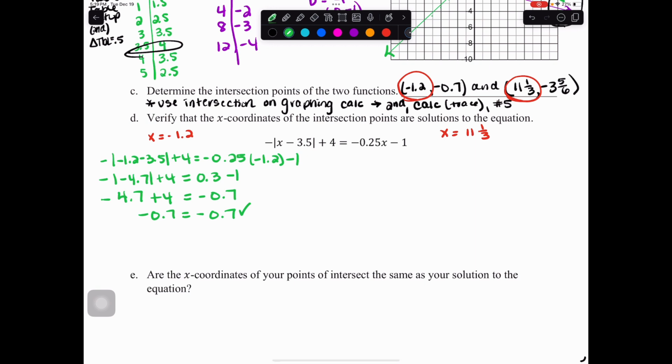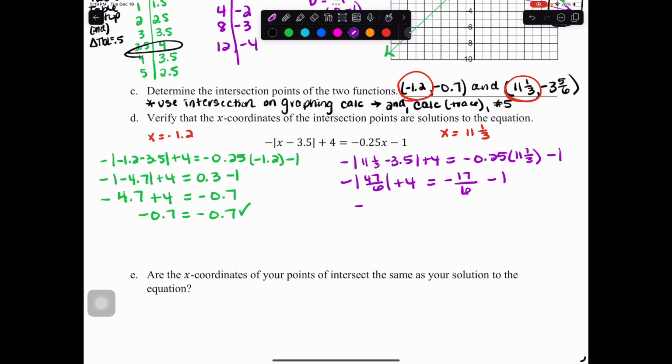And then we'll do it again, but with our second answer. So we already have it written. We're just going to start substituting. So I'm going to put in 11 1/3 minus 3.5 plus 4. Then on the other side, negative 0.25 times 11 1/3 minus 1. So over here, I changed it all to fractions and got 47/6. On the other side, again, I changed it to fractions and got negative 17/6.